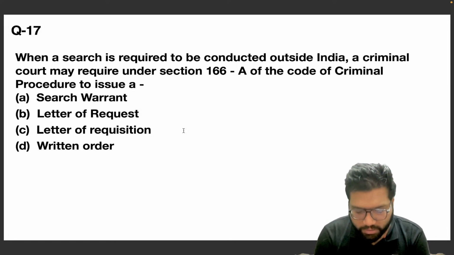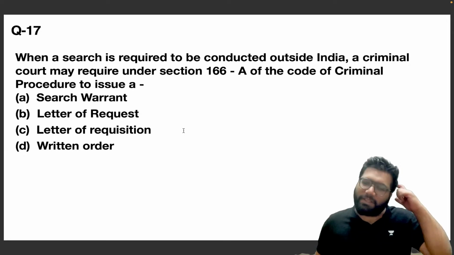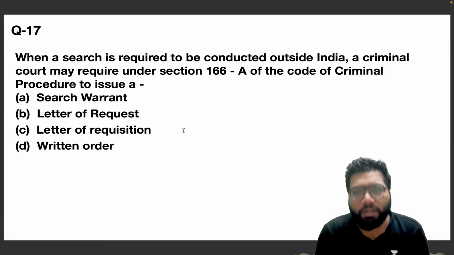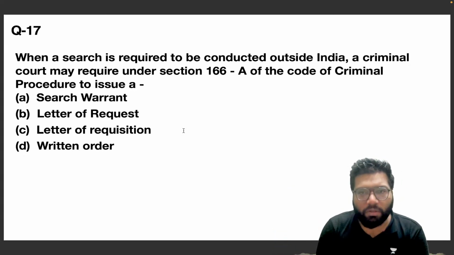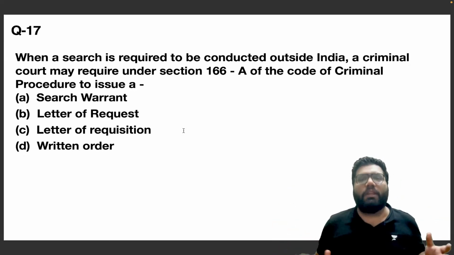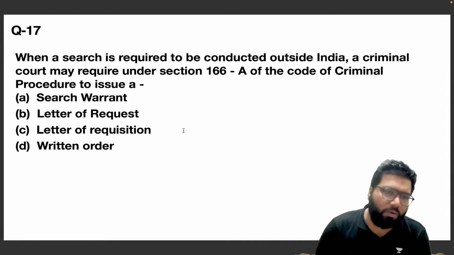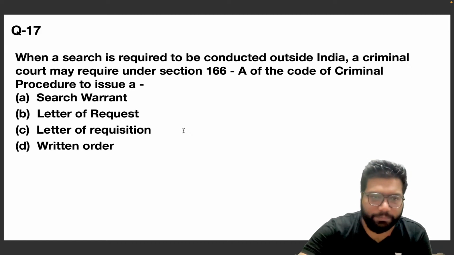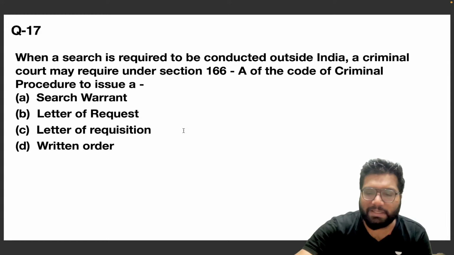Amit and Akhilesh, correct answer. That is B, letter of request. Students, when it comes to police, and if they want to enter even into another state, there is a procedure prescribed. So when we are talking about out of the country, obviously you cannot enter another country without their permission. So for that you need to issue a letter of request. Okay, so B is the correct answer. So beyond the limits of India, it's all about 166A.